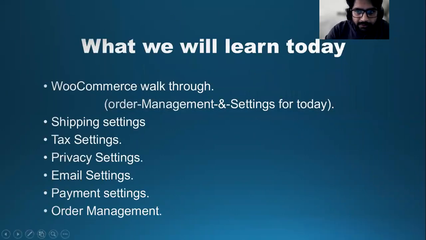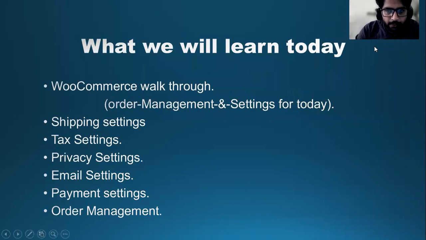Okay, so what we will learn today, we will see the WooCommerce walkthrough. We have different menus under the WooCommerce tab, but today we'll see order management and settings in detail, in which we have different shipping settings, tax settings, privacy settings, email settings, and payment settings, in which we'll set the different payment methods. We will also see how to manage different orders, and how to perform order tracking. The rest of the WooCommerce walkthrough we'll see in the next lecture.